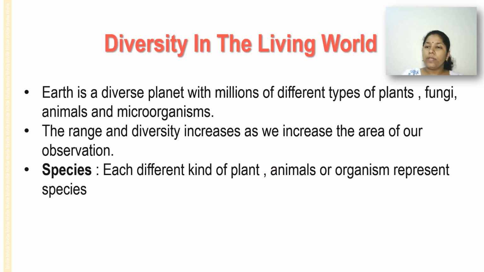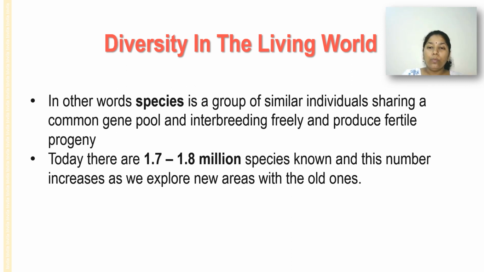In other words, a species can also be said to be a group of similar individuals sharing a common gene pool and interbreeding freely, producing a fertile progeny. That is a simplified way to say that each different kind of plant, animal or organism on the sea and on the earth is known as a species. Or the other way, species are a group of similar individuals sharing a common gene pool.